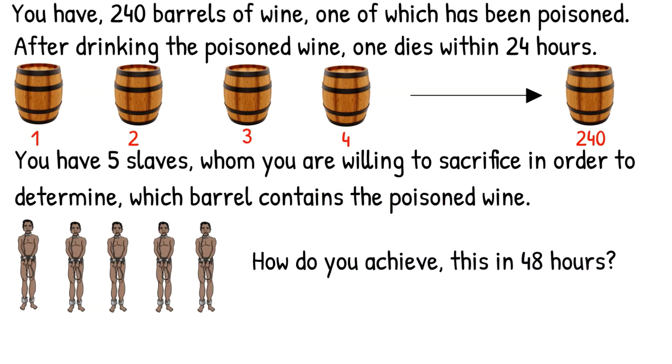Let me repeat the puzzle again. You have 240 barrels of wine, one of which has been poisoned. After drinking the poisoned wine, one dies within 24 hours. You have 5 slaves whom you are willing to sacrifice in order to determine which barrel contains the poisoned wine. How do you achieve this in 48 hours?